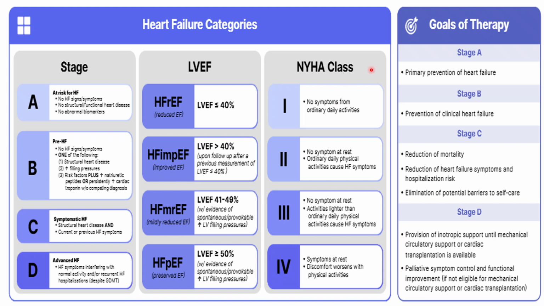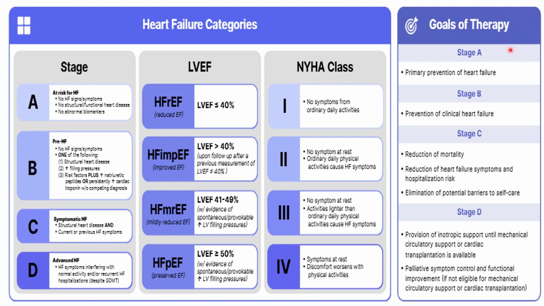Then we have got the NYHA classification, which is the functional classification. So class 1, where there is no symptoms from ordinary daily activities. NYHA class 2, no symptoms at rest. Ordinary daily physical activities cause heart failure symptoms. Class 3, no symptoms at rest. Activities lighter than ordinary daily physical activities cause heart failure symptoms. Then class 4 is whereby you have got symptoms at rest. Discomfort worsens with physical activities.